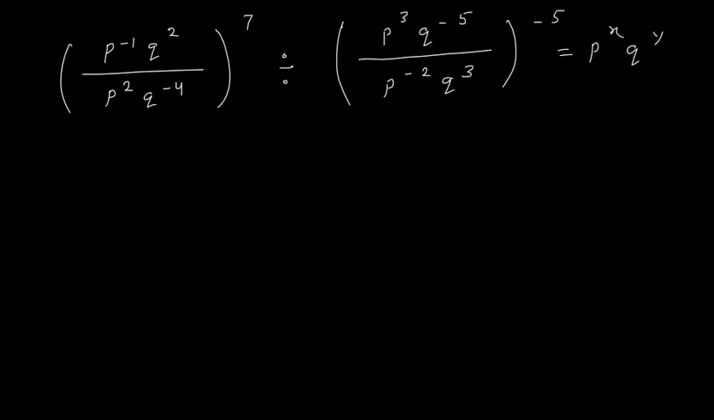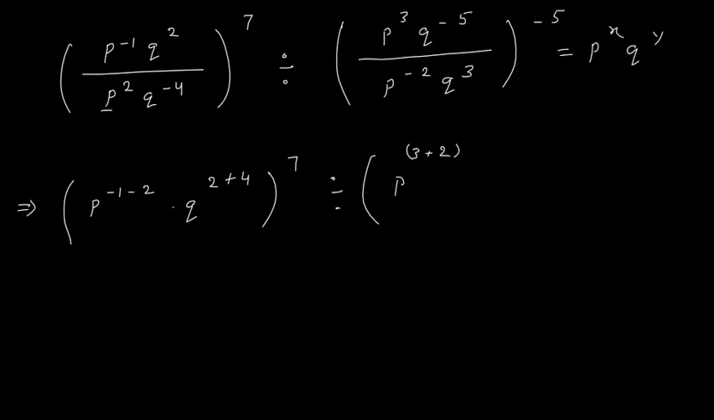Now I will simplify the left hand side. It is p^(-1) and p^2 in the denominator moves to the numerator, so p^(-1-2). Similarly q^2 and q^(-4) moves up and becomes plus 4. As the bases are the same, we can calculate the powers, and the whole power we have is 7. Similarly here we have p^3 and p^(-2), which goes up and becomes plus 2, into q^(-5), and this 3 goes up and becomes -3.